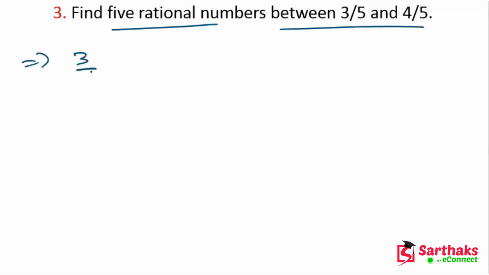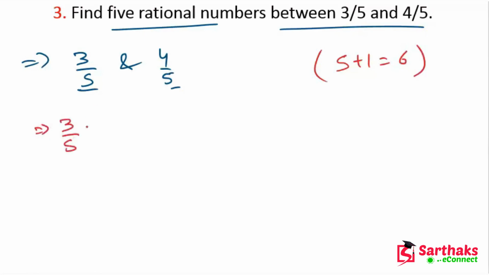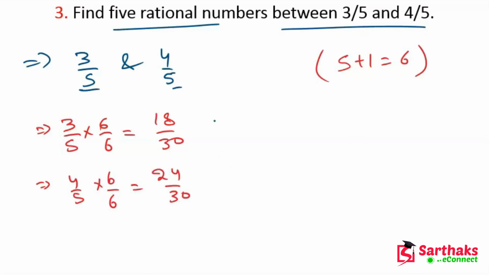Now, my dear friends, we have 3 upon 5 and 4 upon 5. The denominator is the same, but we have to find 5 rational numbers. So 5 plus 1 is 6. We multiply 3 upon 5 into 6 upon 6, which gives 18 upon 30. And 4 upon 5 into 6 upon 6 equals 24 upon 30. Now we have to find the rational numbers between 18 upon 30 and 24 upon 30.